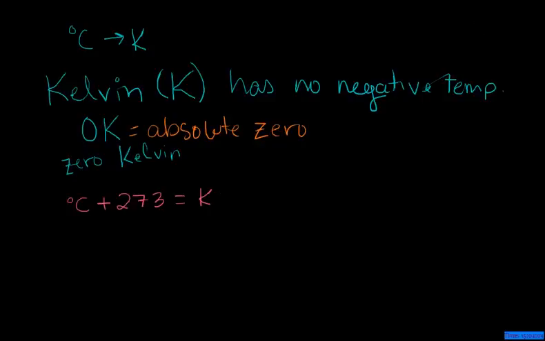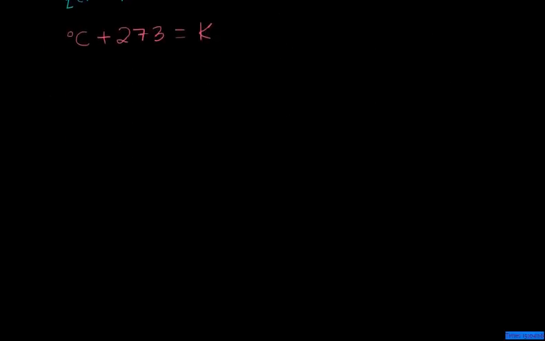All right, so let's take a look at doing some sample problems. We're going to need our formula. Degrees C plus 273 equals our Kelvin temperature. Let's say I have 57 degrees Celsius, and I want to know my Kelvin temperature. Well, all I need to do is substitute this number in for my degrees C and add 273. That'll give me my Kelvin temperature.